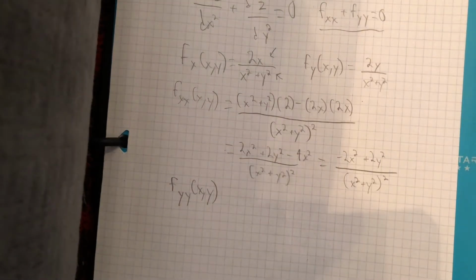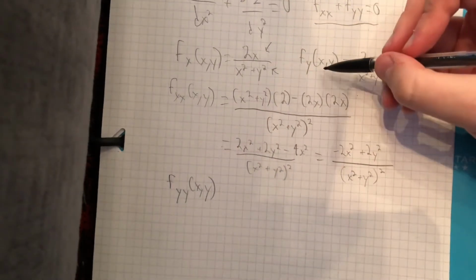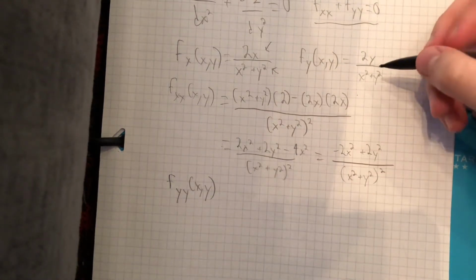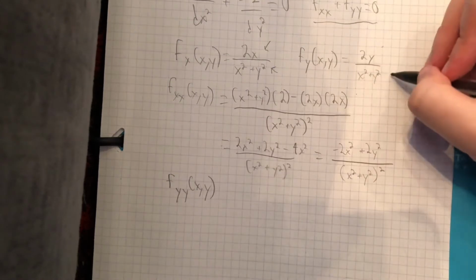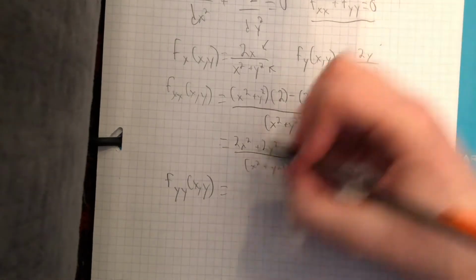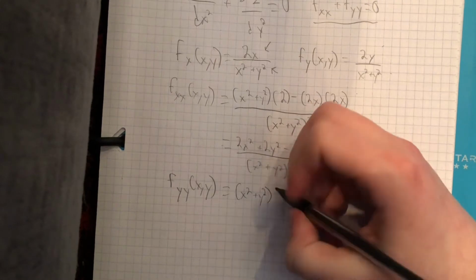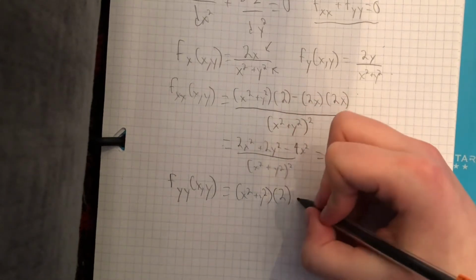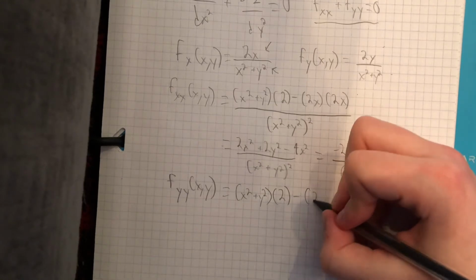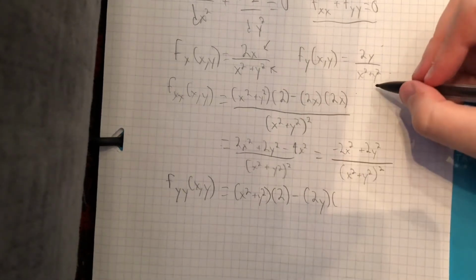Now we're going to take the second order partial derivative with respect to y both times, keeping in mind that when we do f sub yy, that means we take the first order partial derivative with respect to y, and then we differentiate that again with respect to y. So again, quotient rule, top is f of x, bottom is g of x, standard stuff. We're going to set this equal to g of x, x squared plus y squared, times f prime of x, 2, minus f of x, which is just 2y this time, times g prime of x. And again, we're taking this with respect to y this time.